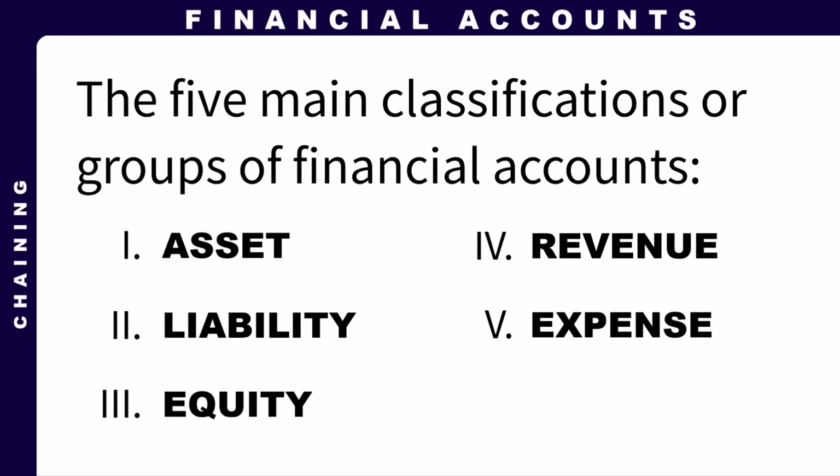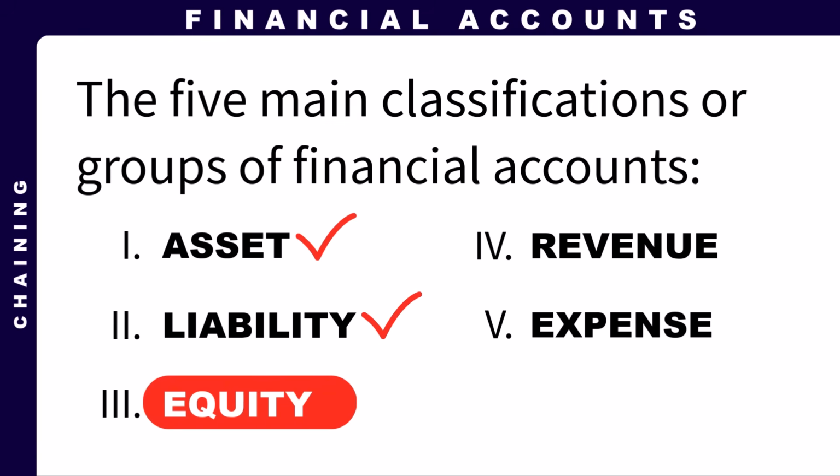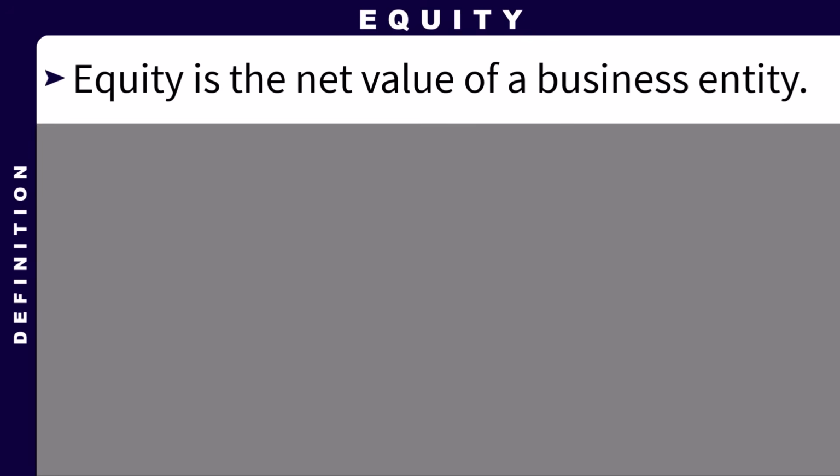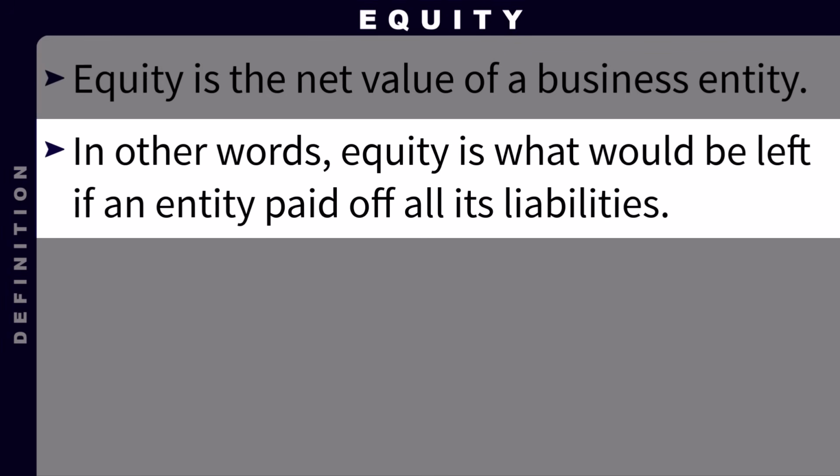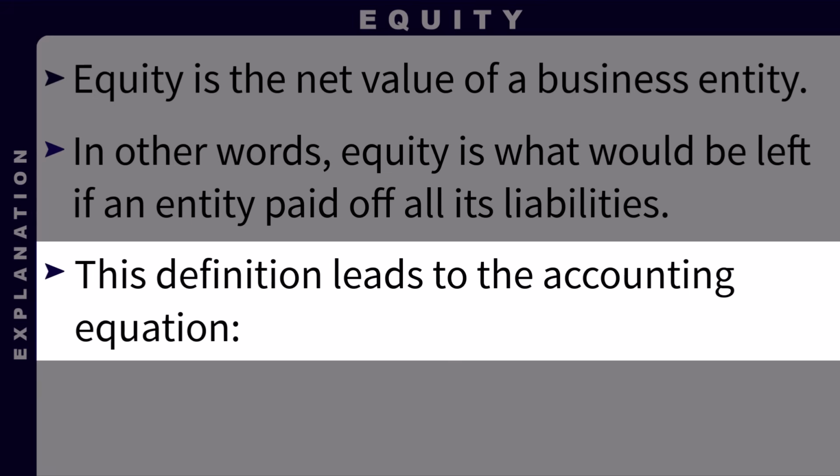We've so far seen basic concepts on assets and liabilities. Now, moving on to the next financial account, equity. To explain equity in the shortest and simplest possible way, equity of an entity is the net value of the entity. To make it clear, equity is what would be left if an entity paid off all its liabilities or debts. That is what is meant by the accounting equation.